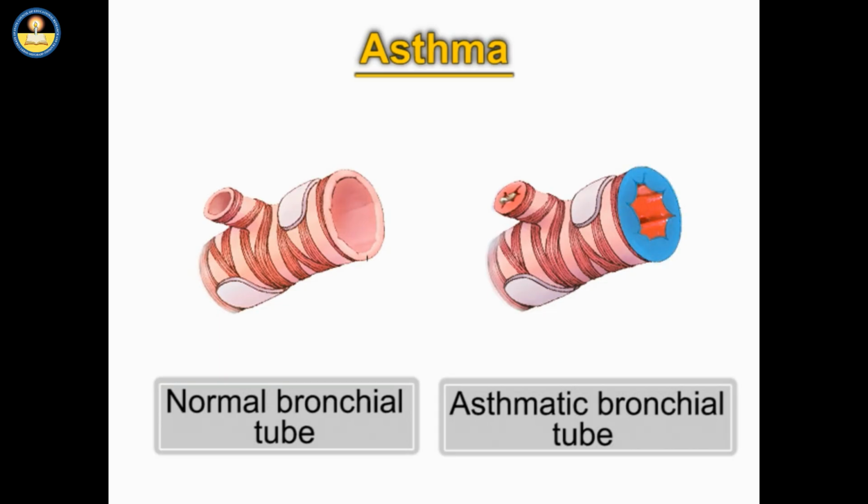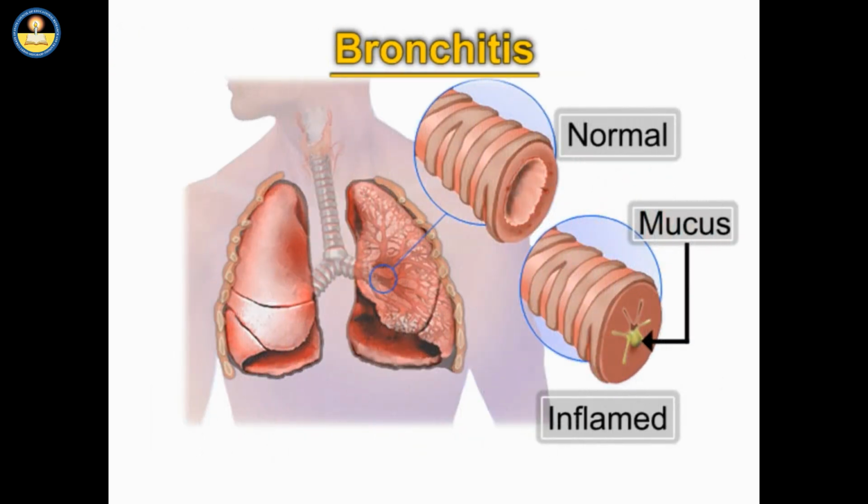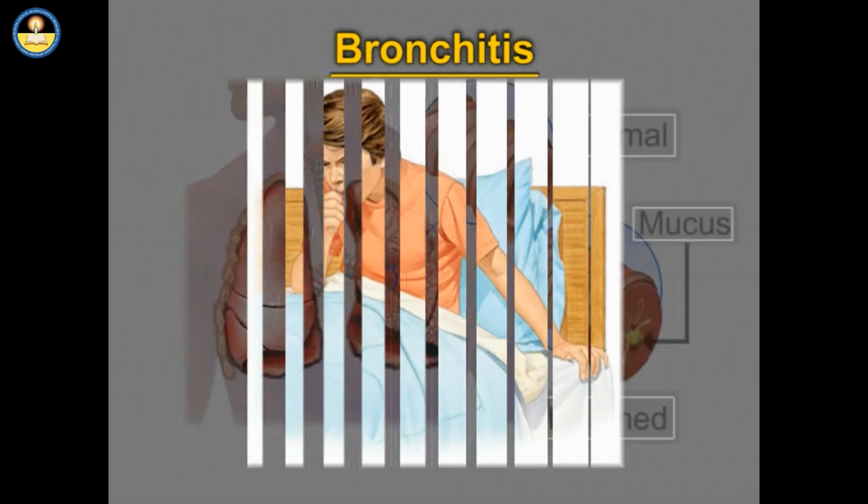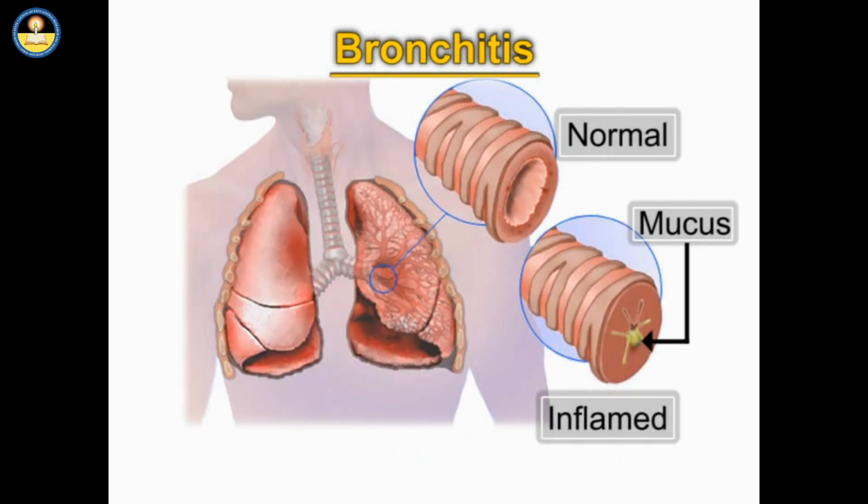Bronchitis is a common illness where the membrane lining of the larger bronchial tubes becomes inflamed and an excessive amount of mucus is produced. The person develops a bad cough and tries to get rid of the mucus. Cigarette smoking is a major cause of chronic bronchitis in teens.